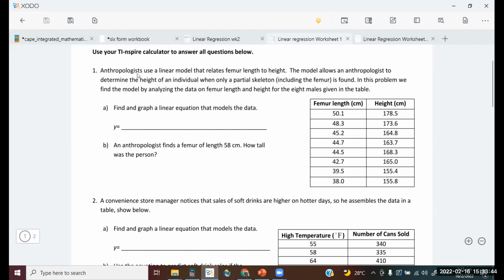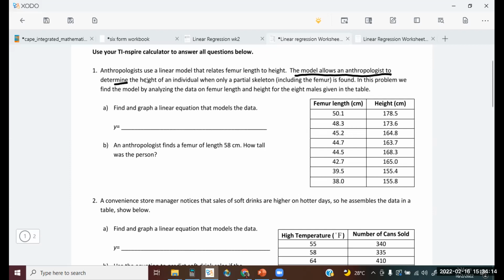An anthropologist uses a linear model to relate femur length to height. It says the model allows the anthropologist to determine the height of an individual. In this case, the question went on further to tell us what is our x. Most times they're going to give you what is the x. Remember, he's saying that the model allows us to determine.